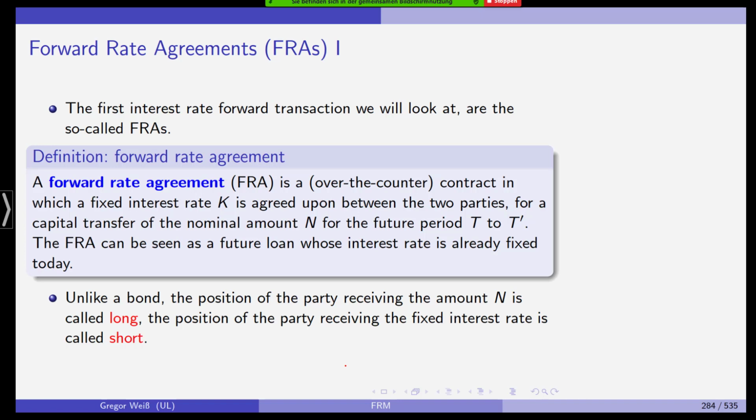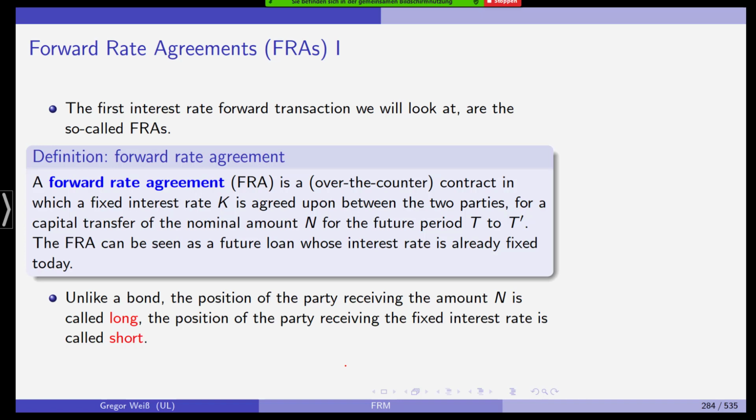This is a forward transaction, and the forward rate agreement is an over-the-counter contract, with a fixed interest rate K being agreed upon between the two parties for a capital transfer of the notional amount N for the future period T to T'. The forward rate agreement can be seen as a future loan whose interest rate is already fixed today. By the way, you can actually get this as a retail customer as well.